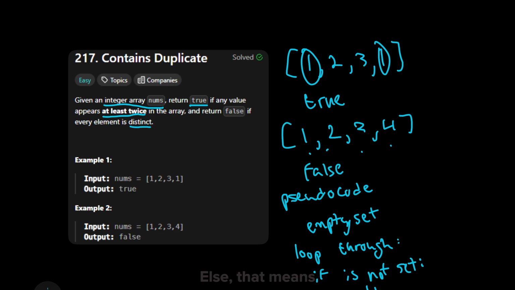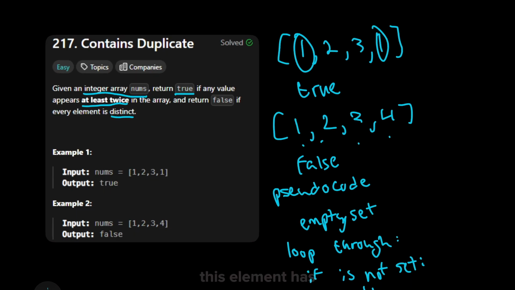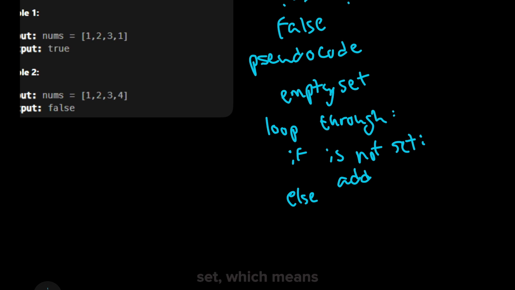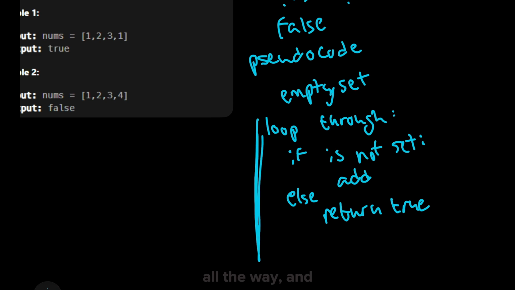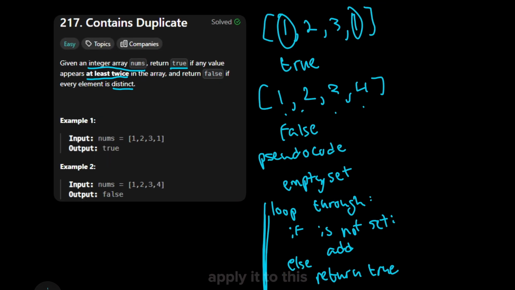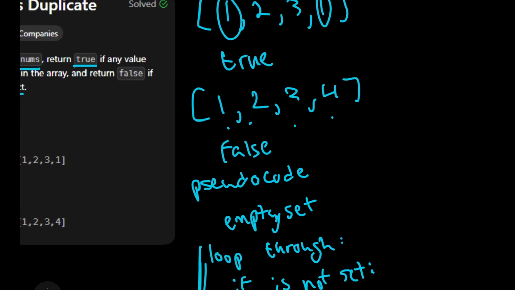Else, that means this element has already been in the set, which means we've seen it already. So we would return true, as there would be duplicates. And then finally, if this loop continues all the way through and there are all distinct elements, then we want to return false. So taking this pseudocode, let's apply it to this example, 1, 2, 3, 4.